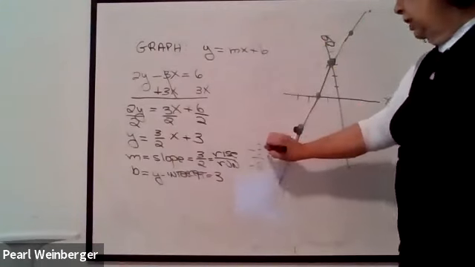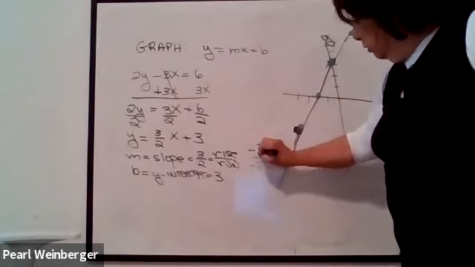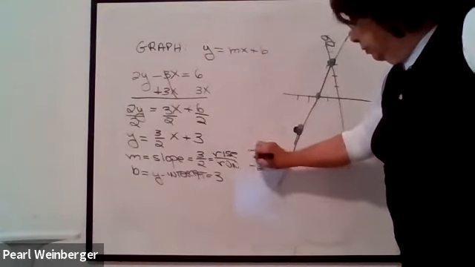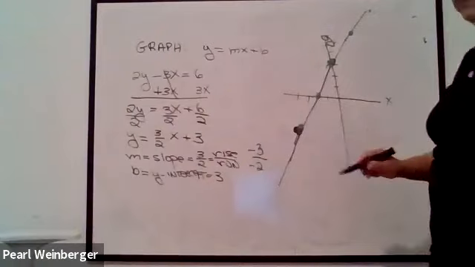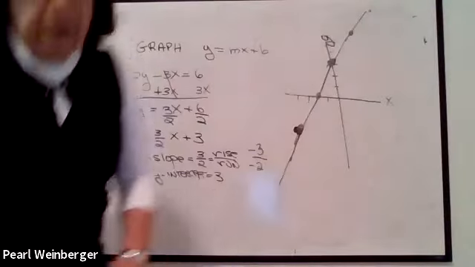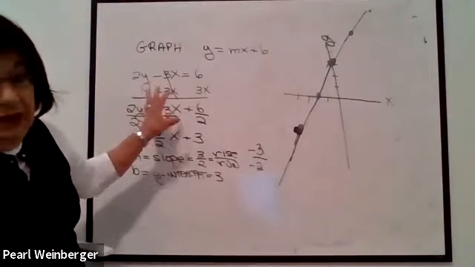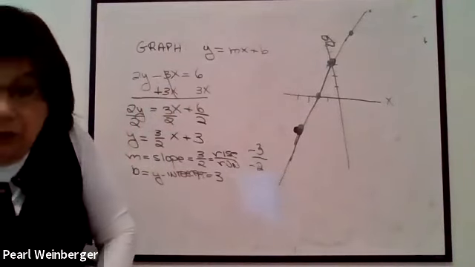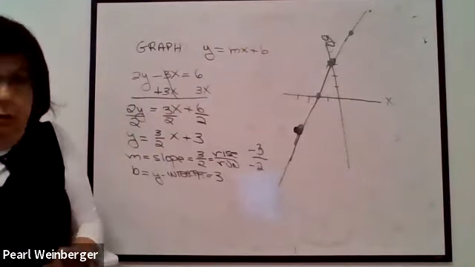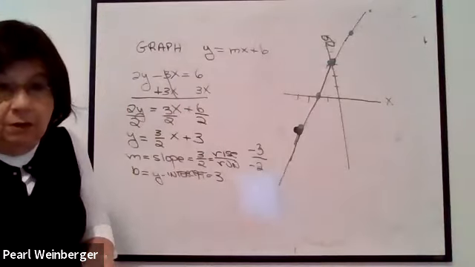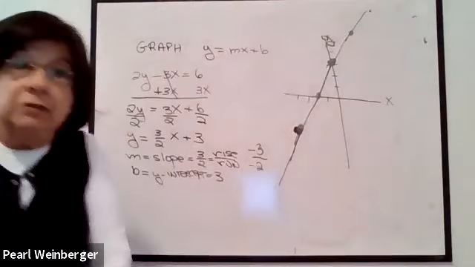So that's why when we do -3 over -2, which is the same value as 3 over 2, we can go down 3 and 2 to the left. And basically, when I'm going to graph lines, this is the method I will probably most commonly use. But if you use the other method, you are going to get it completely right, and it's going to give you the exact same line. Does anybody have any questions before I talk about anything else?